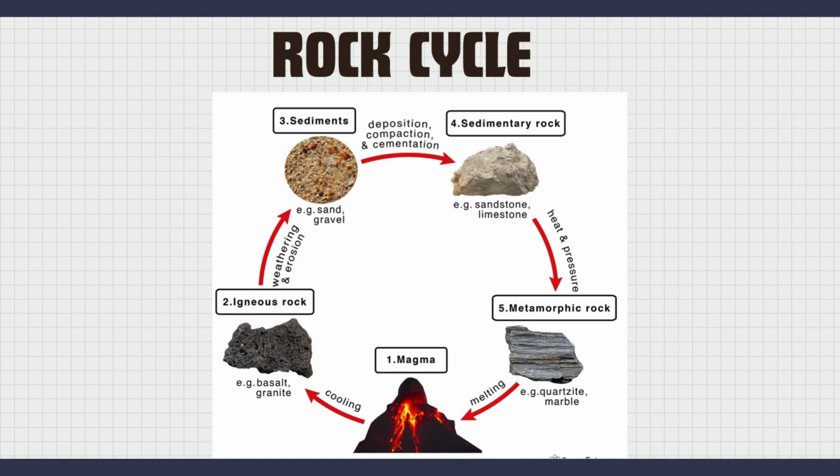Then igneous rock can be weathered and eroded, forming sediments. Then these sediments are compacted and cemented together to form sedimentary rock. Then if sedimentary rock is subjected to heat and pressure, it can turn into metamorphic rock. Then metamorphic rock can melt back into magma, completing the cycle.